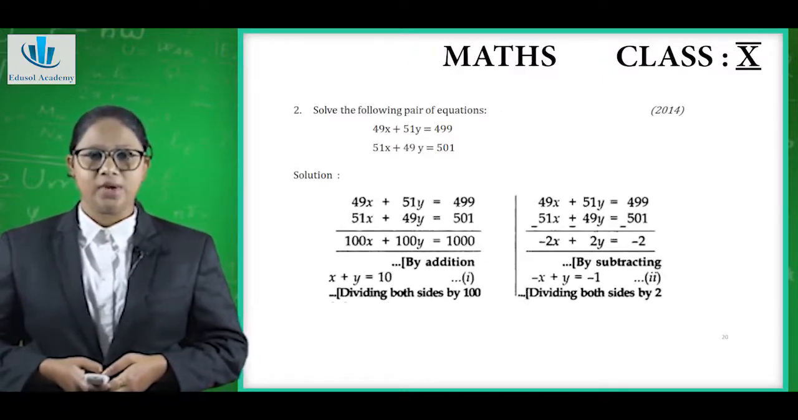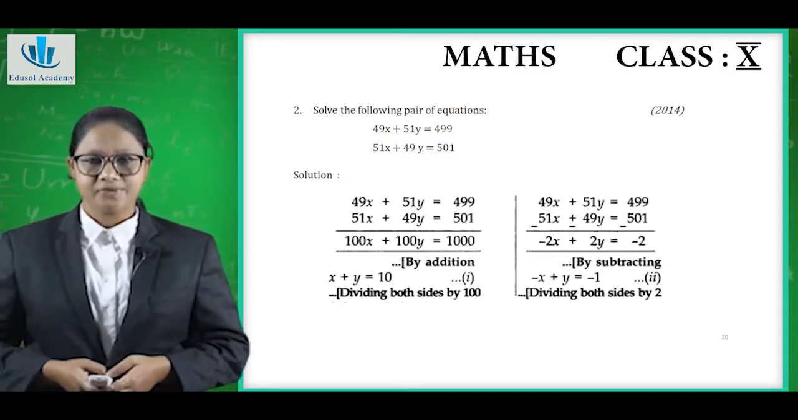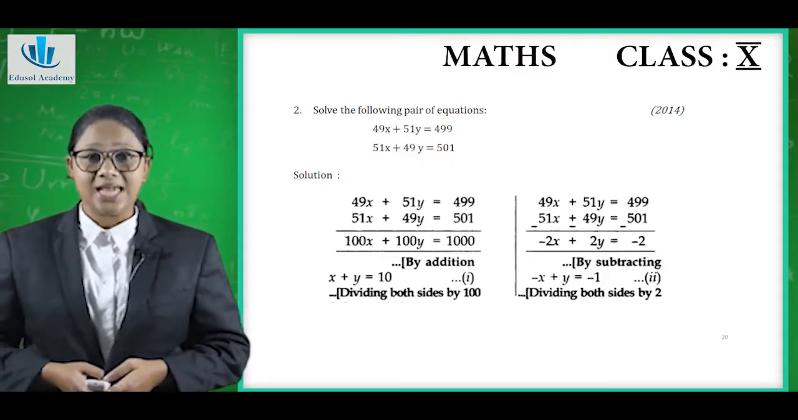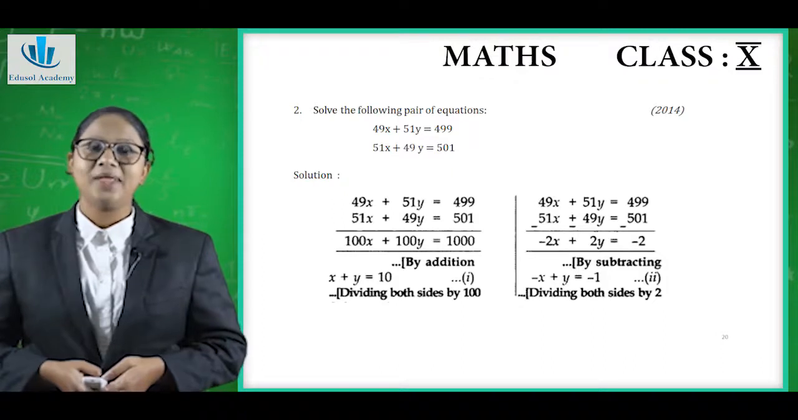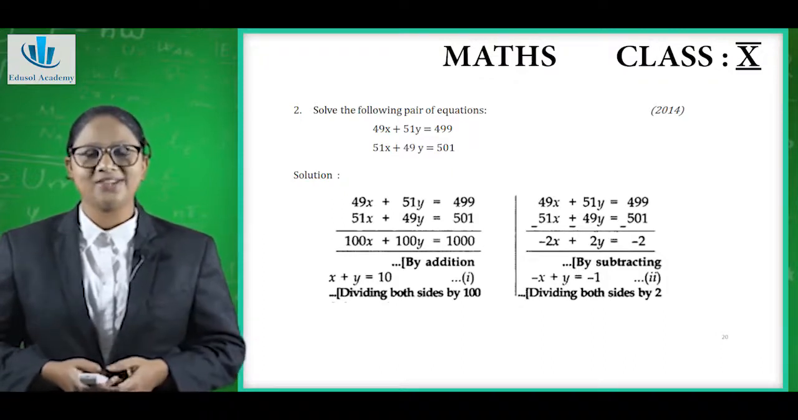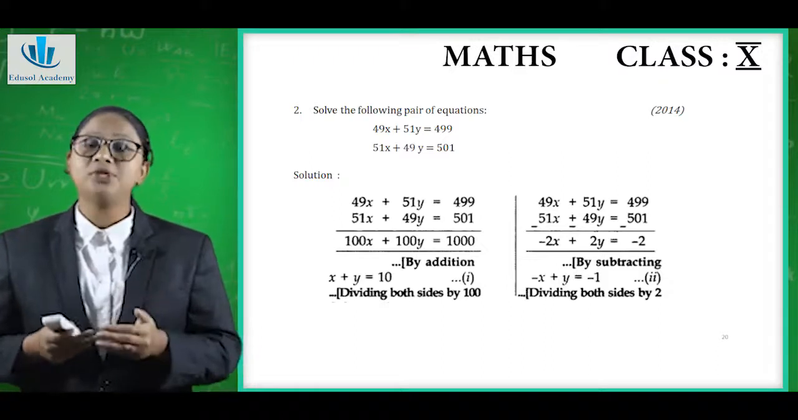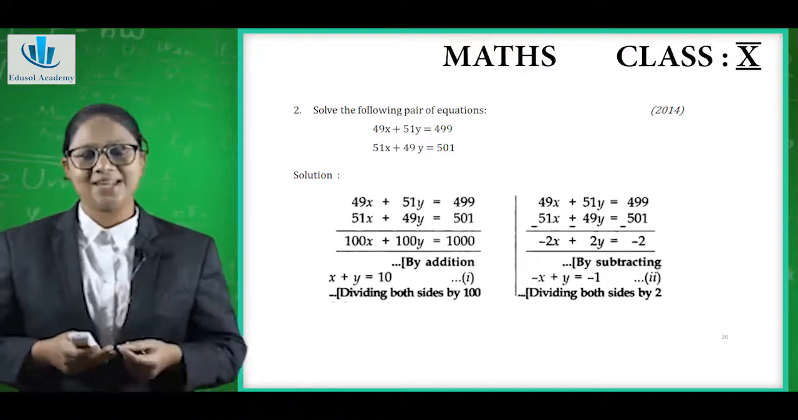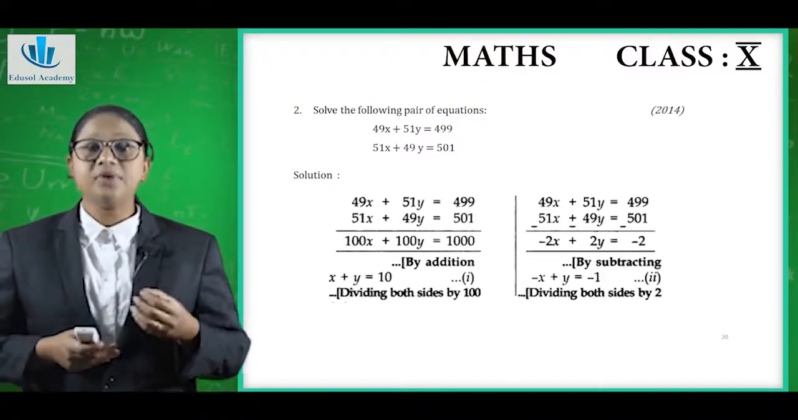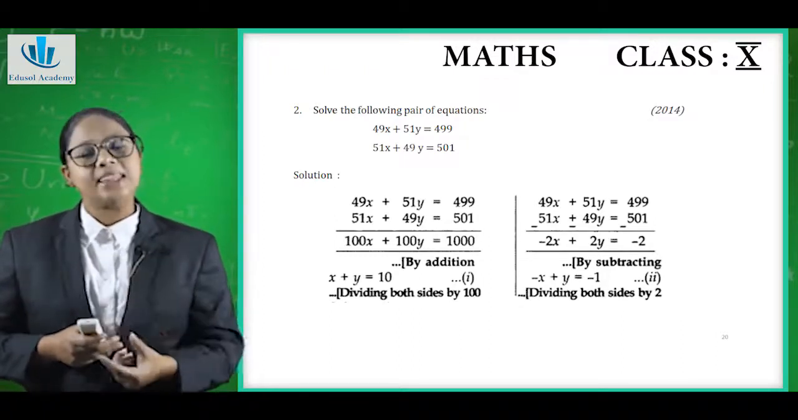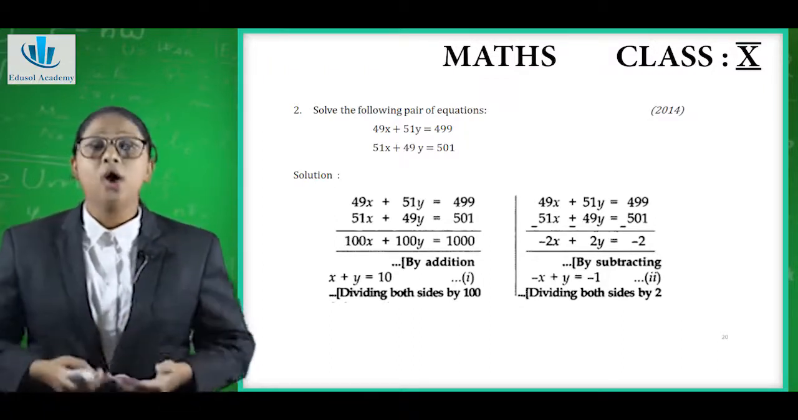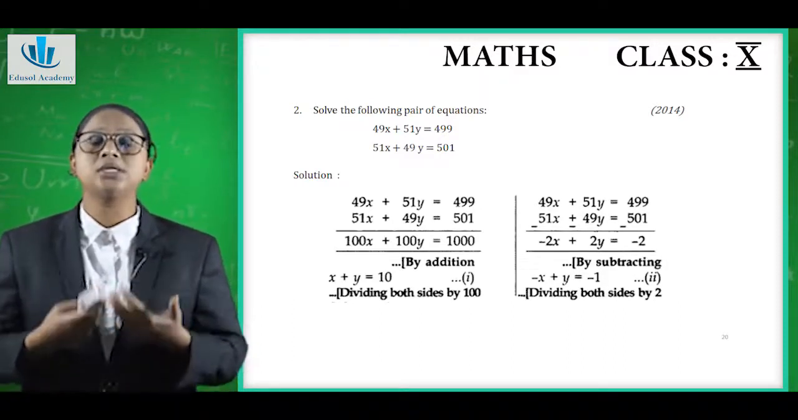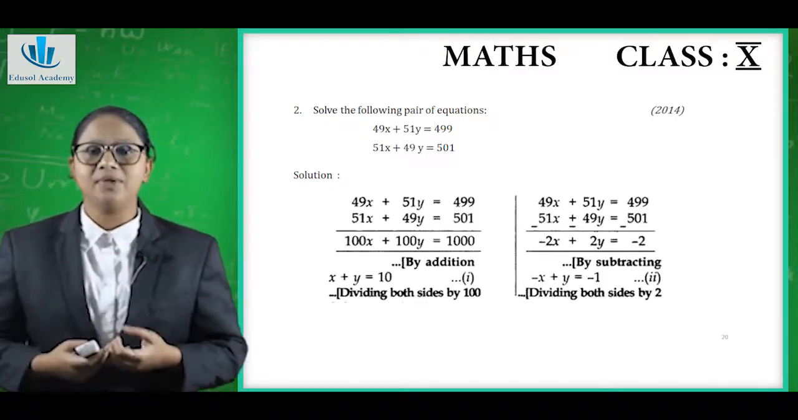Solve the pair of linear equations: 49x plus 51y is equal to 499, and 51x plus 49y is equal to 501. This is similar to the previous question that we did just now. The coefficient of x in the first equation and that of y in the second equation are the same, 49. Same is the case for 51: 51 is the coefficient of y in the first equation and that of x in the second equation. So we have to add and subtract these two equations to get the main equations that we will use to solve.